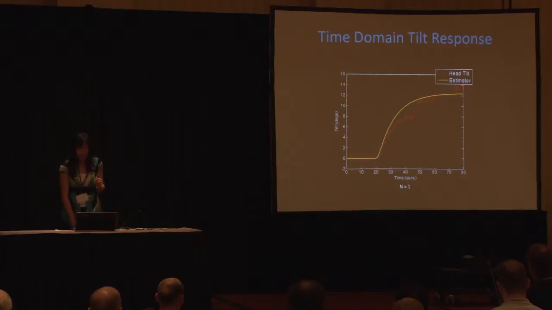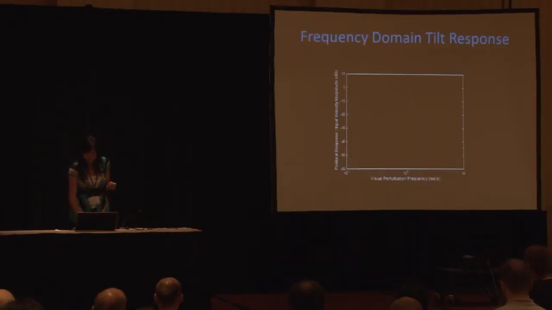And if you were to look at the tilt domain response, so this red is the subject tilt, and the yellow is the model. And in this, we added a habituation time constant. So when people have repeated stimuli, they get used to it, and so they don't react as much anymore. So we added this time constant to our model, but you can see the model and the head tilt are pretty comparable. And another way we can look at this is look at the frequency domain.